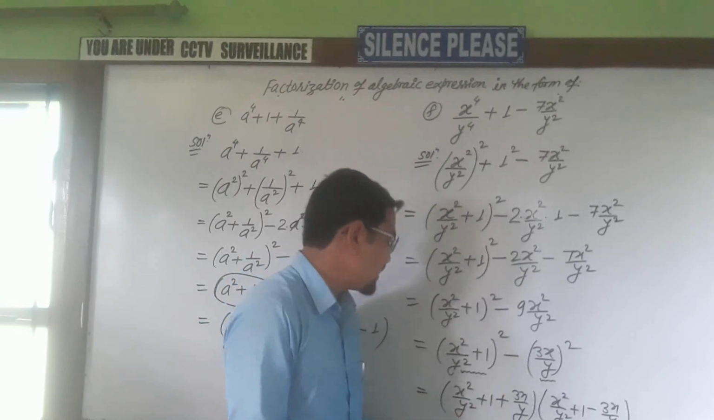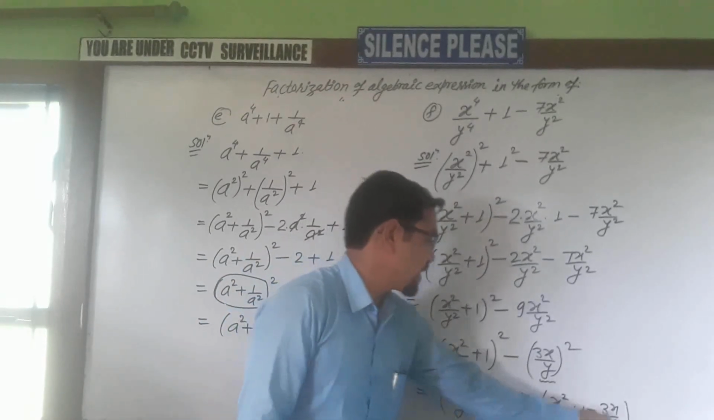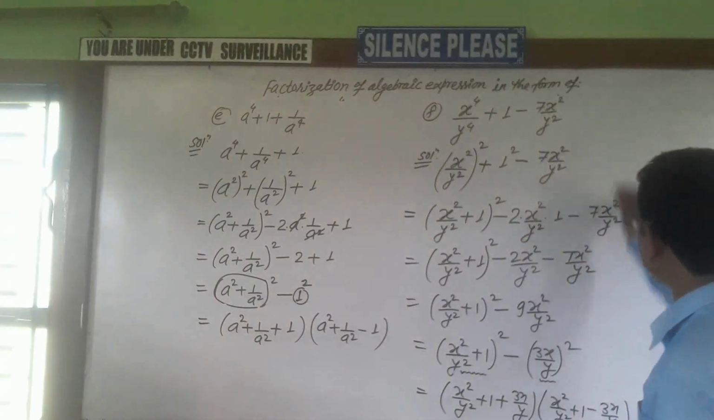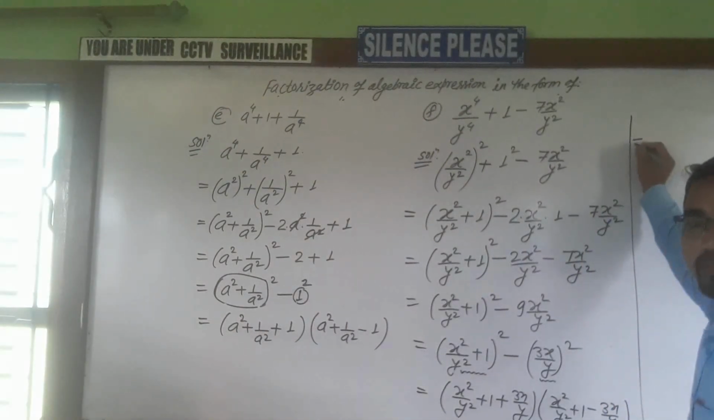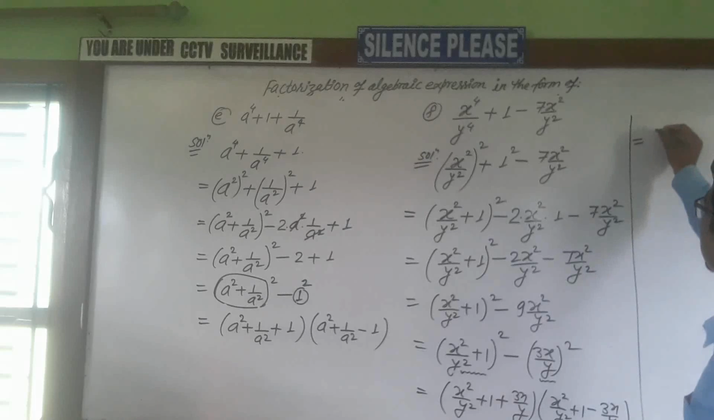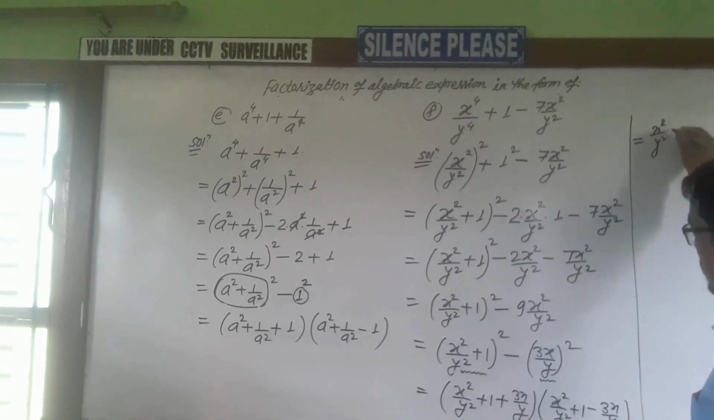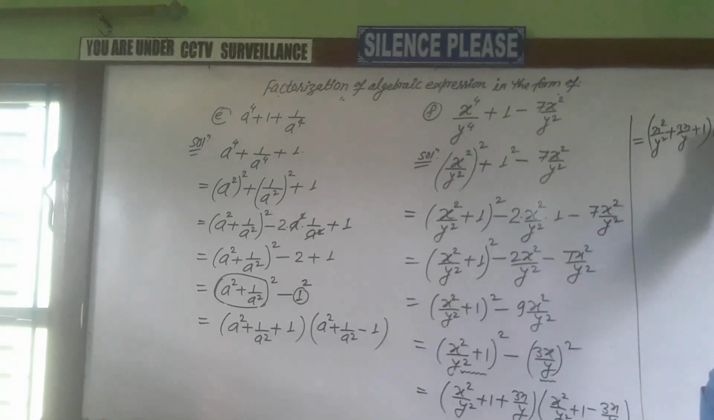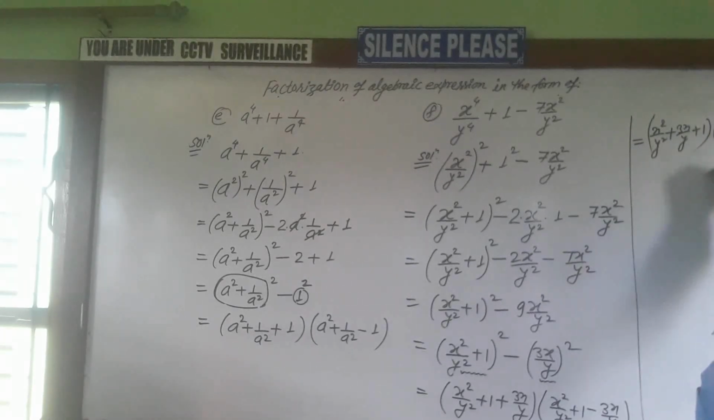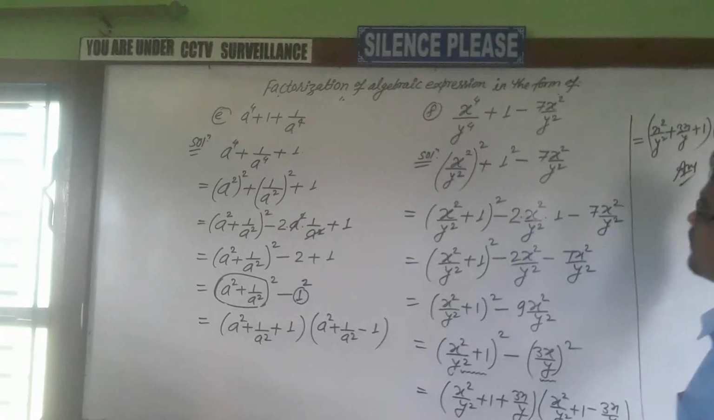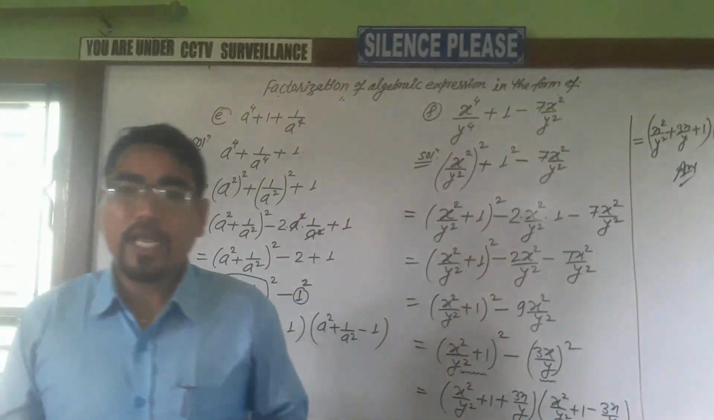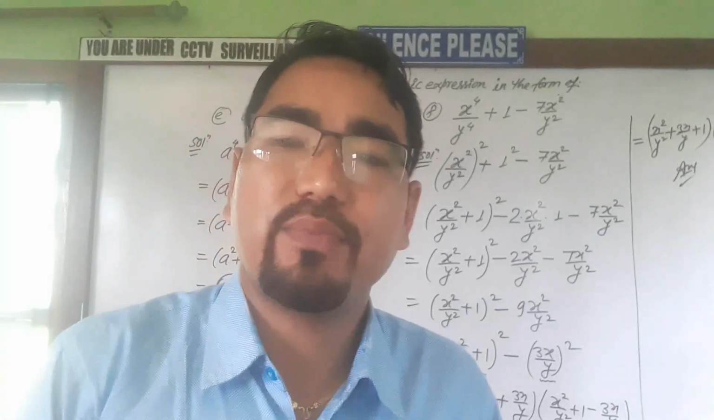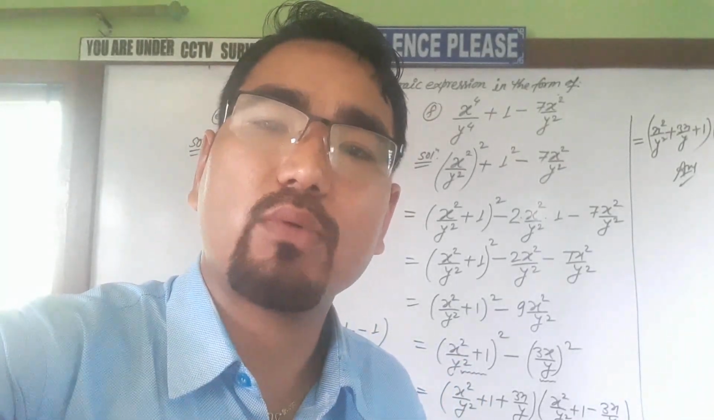Otherwise, you can write it by arranging the terms. This is equal to the first factor x²/y² + 3x/y + 1, and the next factor x²/y² − 3x/y + 1. So these are the factors of this expression. We can do such type of question in this way.